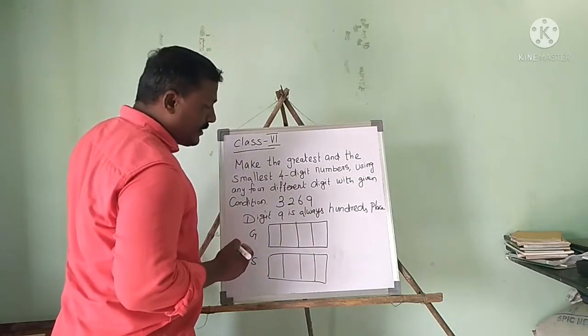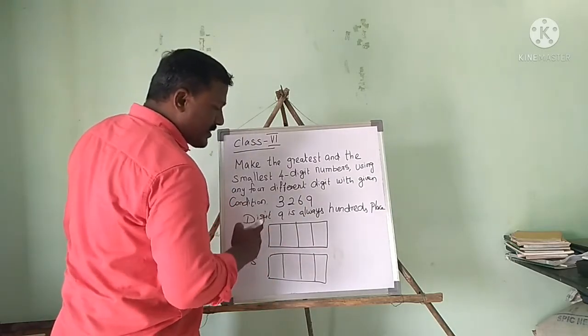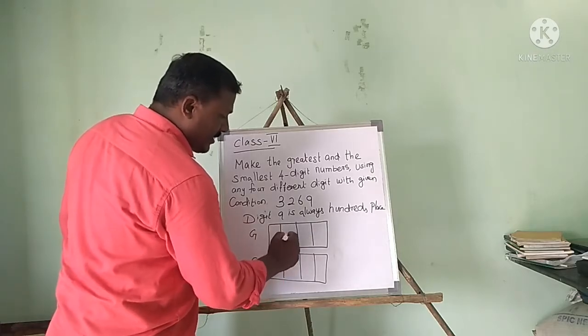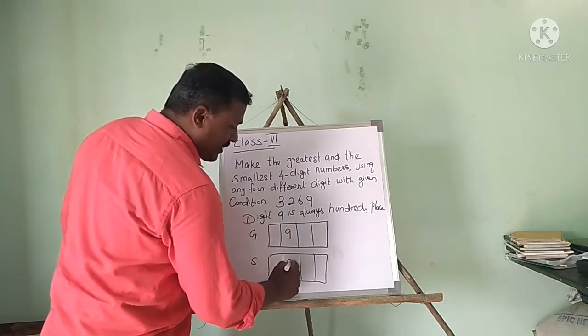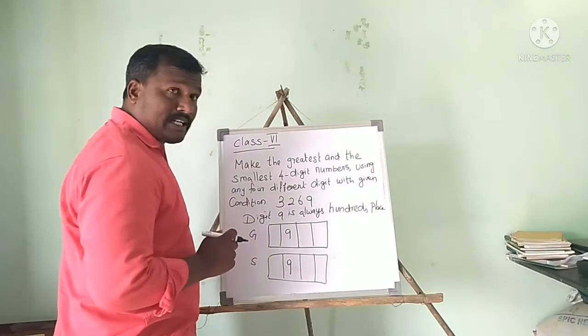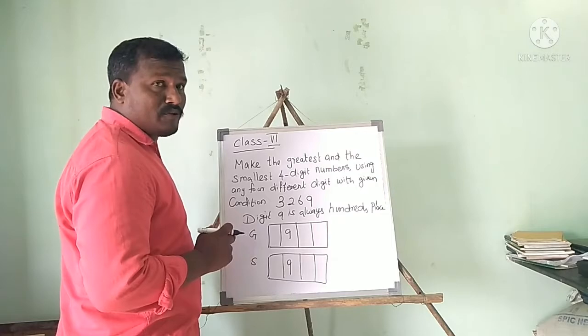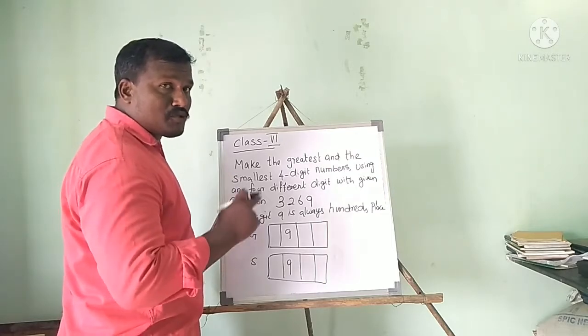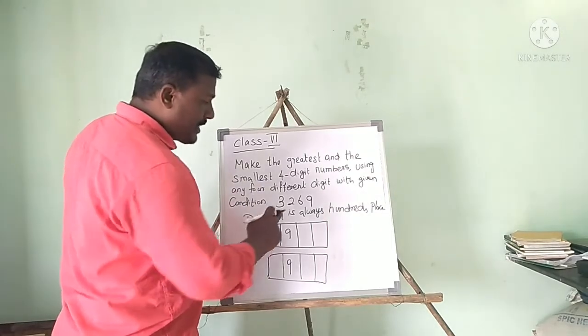So what is the condition? The hundreds place, 9 always. Ones, tens, hundreds. This is the hundreds place, so I will put 9 here already. So the remaining digits we have to place. First I am going to make the greatest 4-digit number. Greatest means, as we know very well, biggest to smallest number. So which is the biggest number?